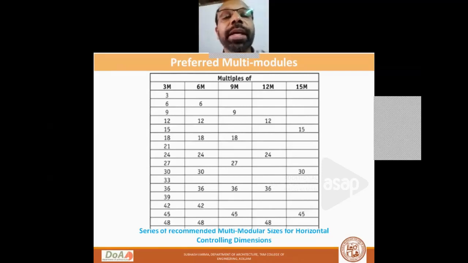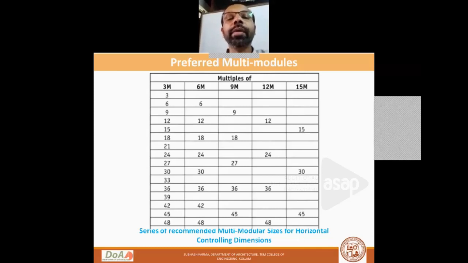As the size becomes 6M, the number of planning grids to which it can be fit is 6, 12, 18, 30, 36, 42, 48, and so on. And when the basic module becomes 9M, the suitable planning grids get reduced to 9, 18, 27, 36, like that. For 12M, again we have only 12, 24, 36, and 48.